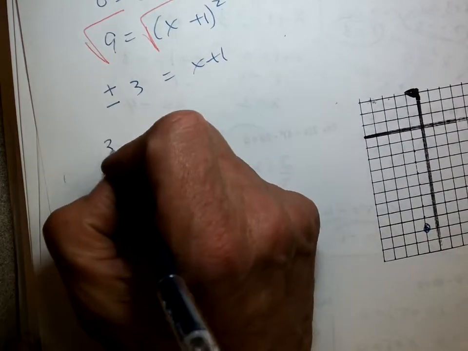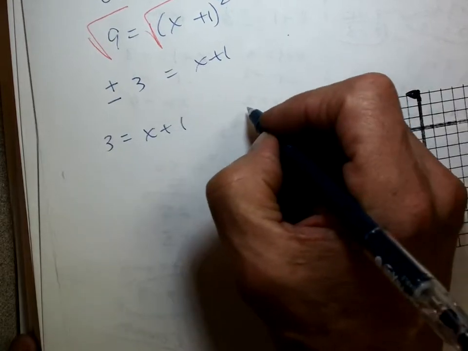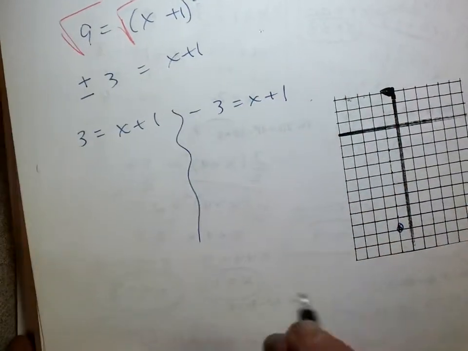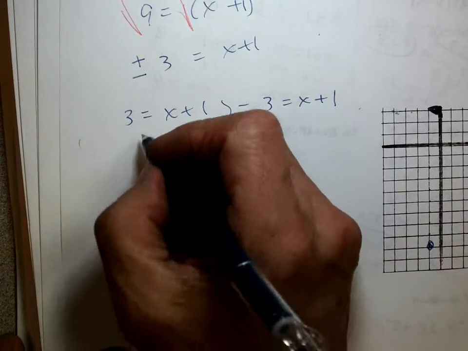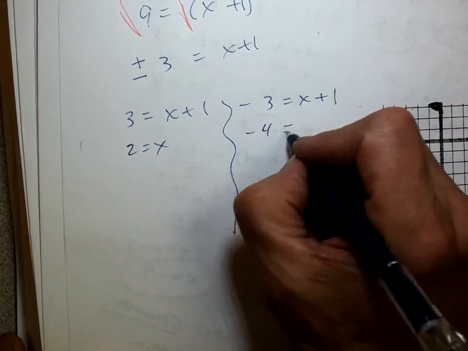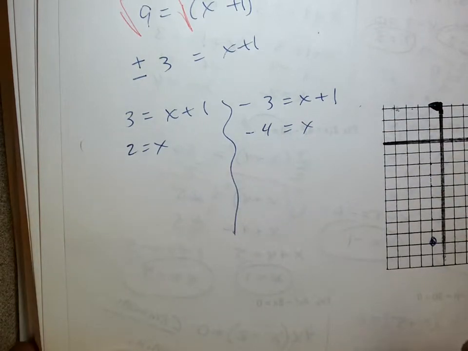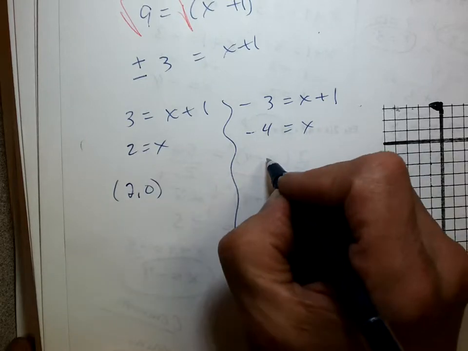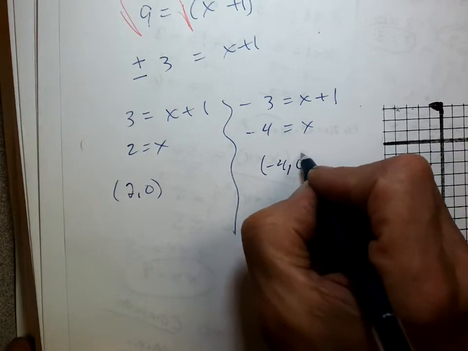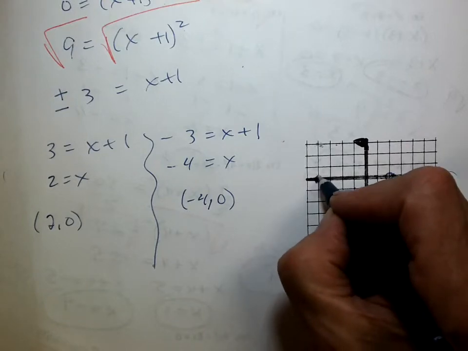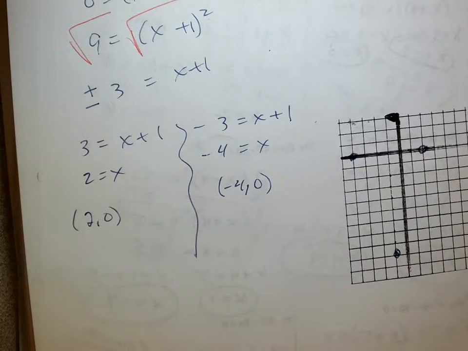So then I've got 3 equals x plus 1 and negative 3 equals x plus 1, right? And if I solve, Isaac already said it, 2, and Isaac already said the other, and that was -4, right? So we've got an x-intercept at (2, 0) and at (-4, 0). 1, 2, 3, 4, and the y-intercept is at (0, -8).